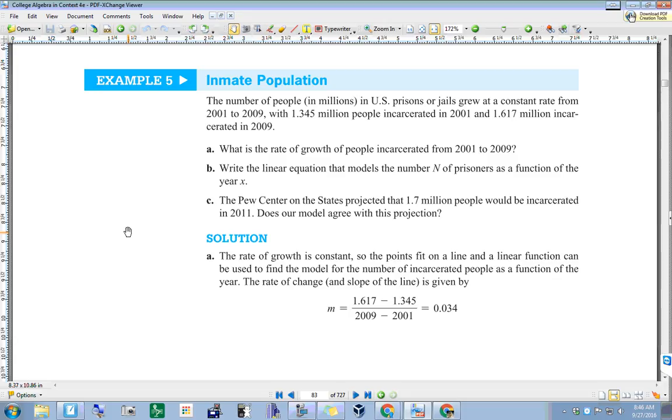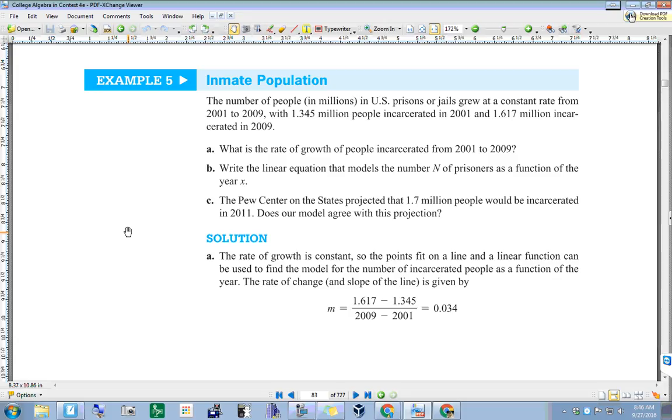Okay. Now, if I wanted to write a linear equation on that, which point would I want to use, 2001 or 2009? Correct, it doesn't matter. But you might want to just pick 2001 because it's the lower of the numbers. It's closer to the starting point of what the data is. Okay?